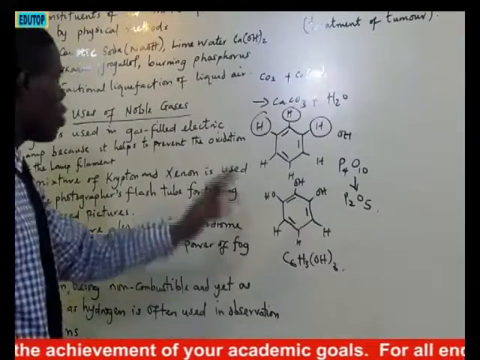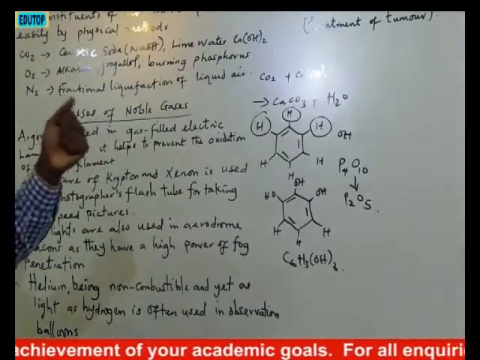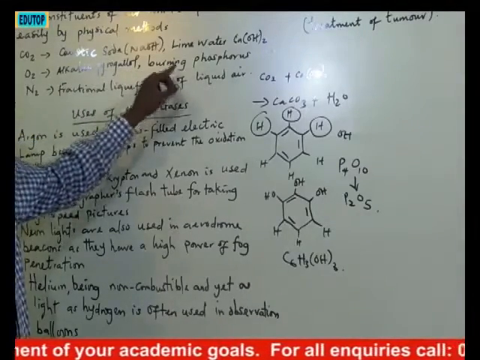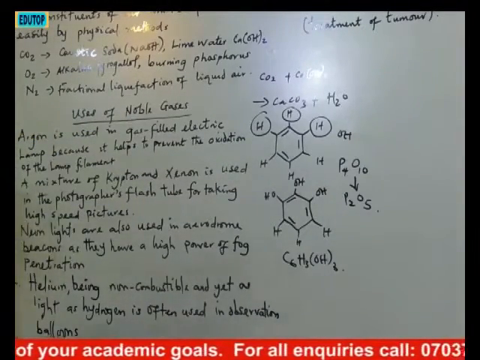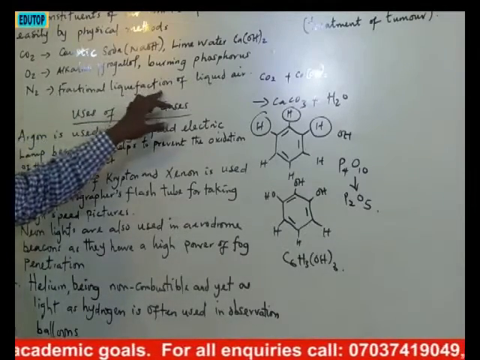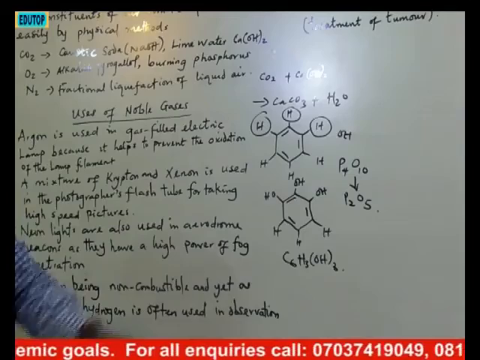That is one. So 2 ways by which oxygen can be removed from the sample of air is by using alkaline pyrogallol or by using what? Burning phosphorus. Then nitrogen. Nitrogen can be removed by fractional liquefaction of what? Liquid air.